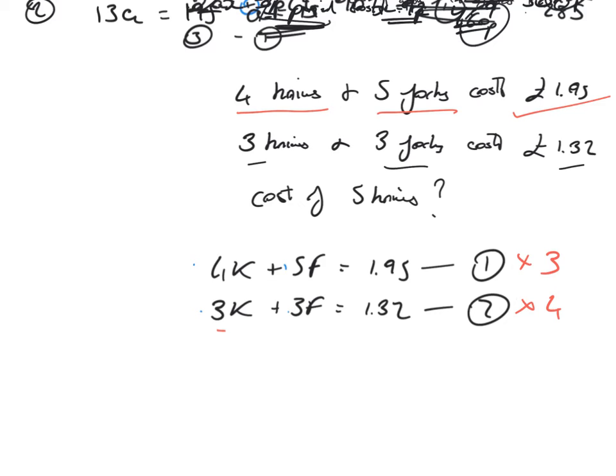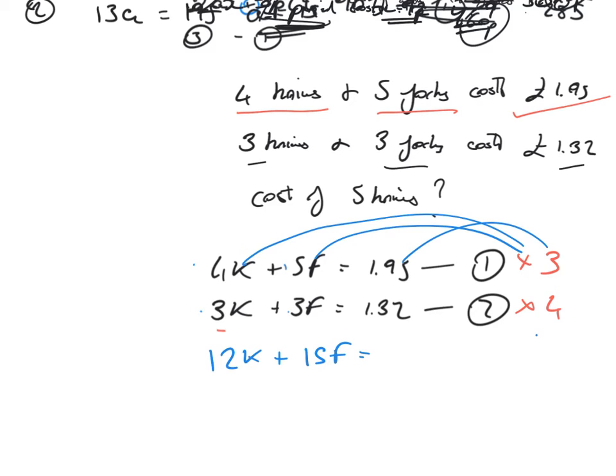Okay, so 4k times 3, 12k, plus 5f times 3, 15f, is equal to £1.95 times 3. Go across to the side. 5 3s are 15, 5 down carry 1. 3 9s are 27, plus 1 is 28, 8 down carry 2, 3 1s are 3, plus the 2 is 5. £5.85, equation 3.